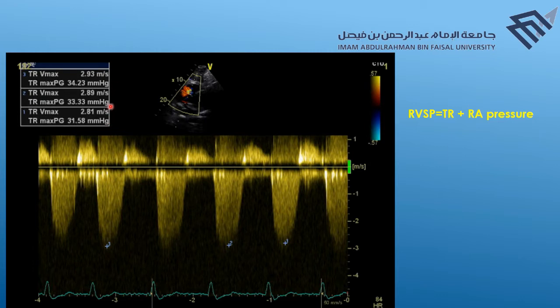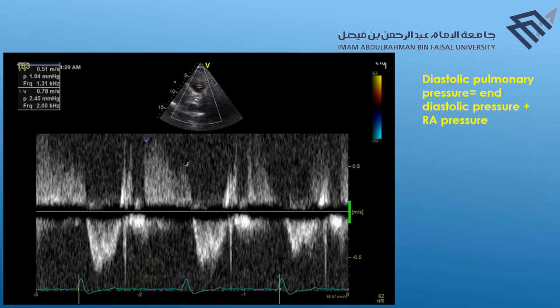So the RVSP, or the systolic pressure here, is the tricuspid regurgitation peak gradient plus the RA pressure. We don't know what the RA pressure is. We can estimate the RA pressure. However, sometimes if we can directly measure RA pressure, well and good. Why estimate it? The diastolic pulmonary pressure equals the end diastolic pressure from the pulmonary regurgitation jet, exactly here. So we measure it here, and then we add the RA pressure, and then we have the pulmonary artery diastolic pressure.